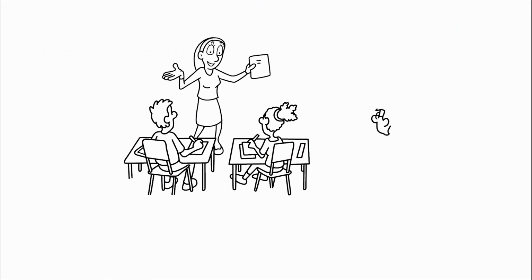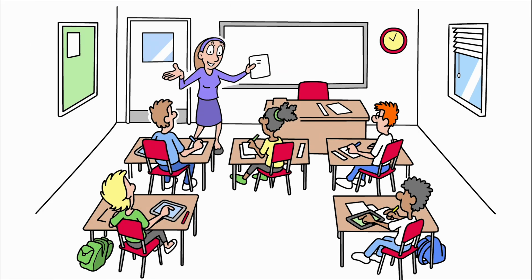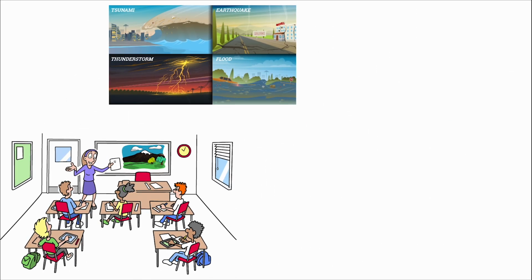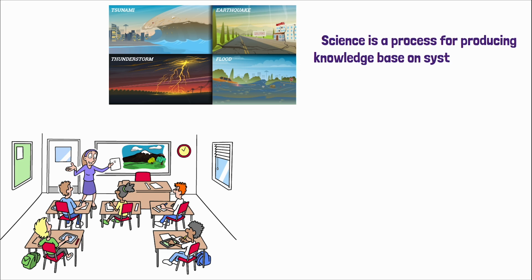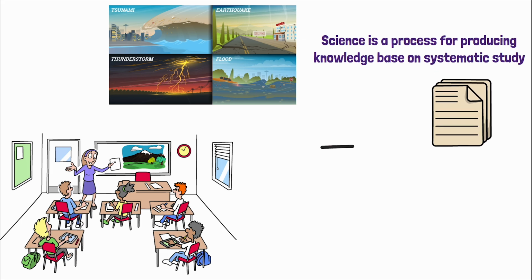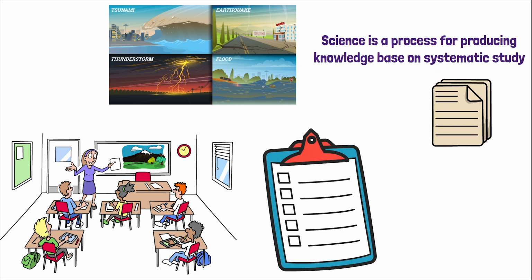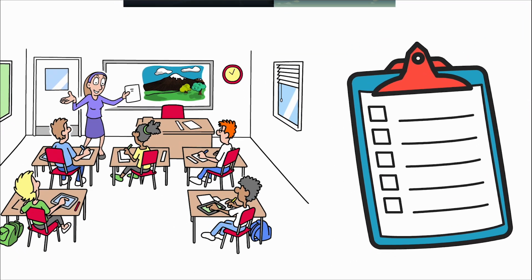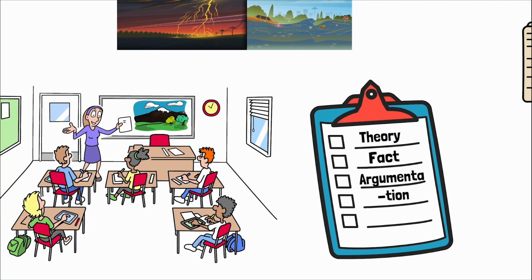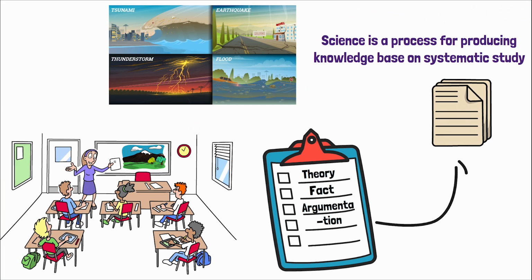A key characteristic of science is its focus on the natural world and the premise that natural events occur in consistent, comprehensible patterns. Science is a process for producing knowledge based on systematic study, which can be modified in light of new evidence. Clarifying scientific vocabulary is crucial because terms like theory, fact, and argumentation have specific meanings in science that differ from everyday usage.